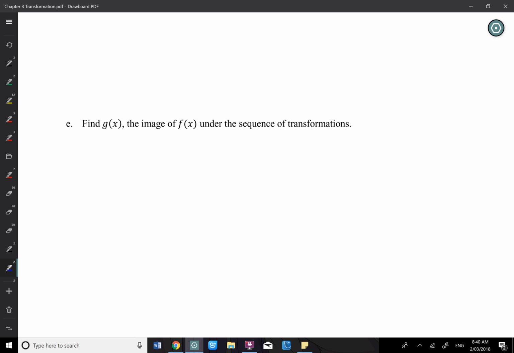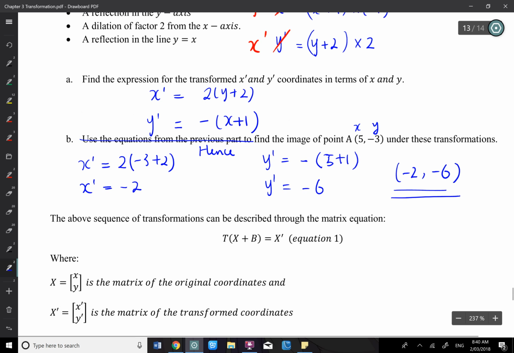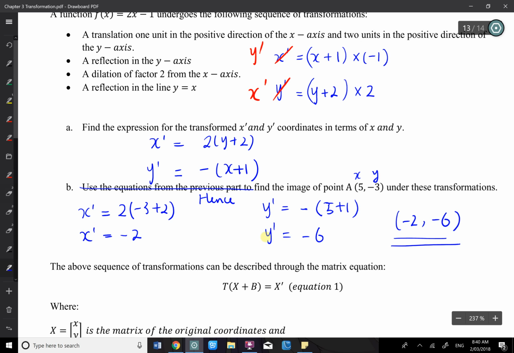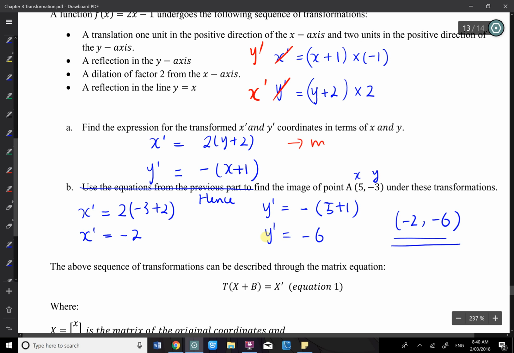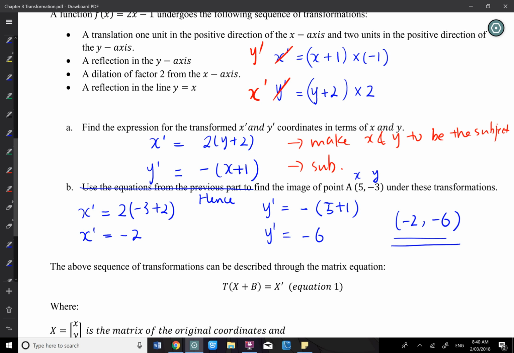The last one is asking us what the equation is under this transformation. What I can do really easily is make x and y the subject, and then substitute into the original equation. I will get the new function, definitely. So I can finish A directly to G, okay?